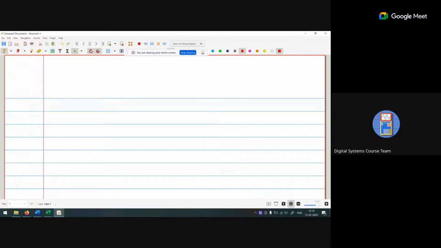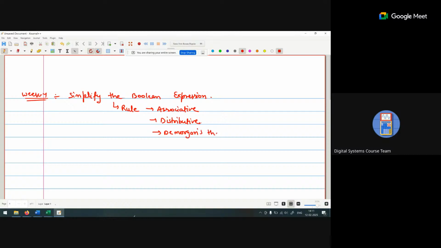Till week four, we discussed how we simplify the Boolean equation. In week four, we discussed how to simplify the Boolean expression. For this, we use some rules, either the associative rule or the distributive rule, along with that we apply the De Morgan theorems. So we use these rules till now.